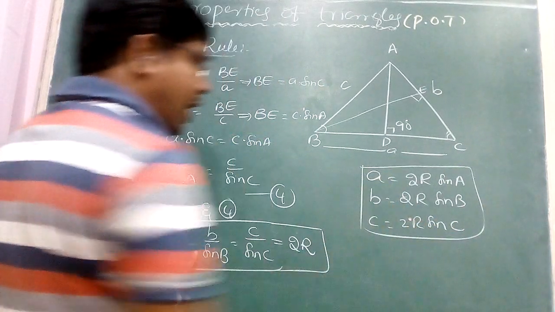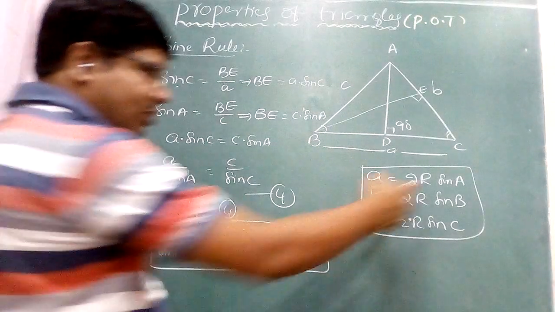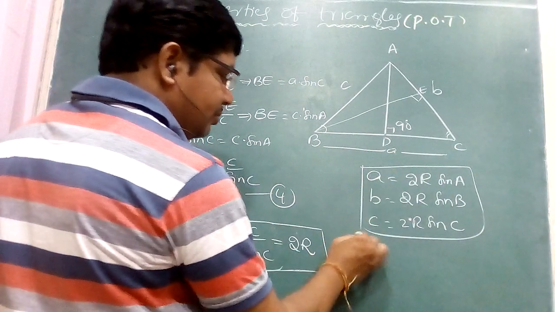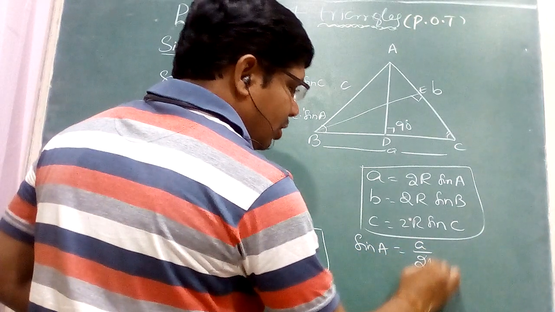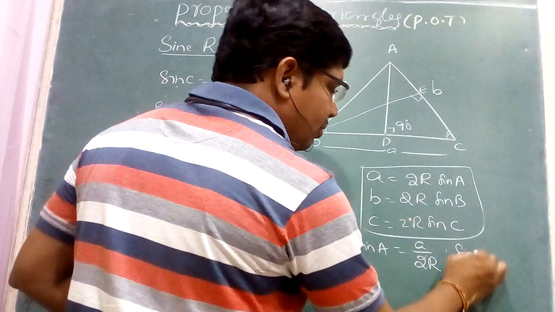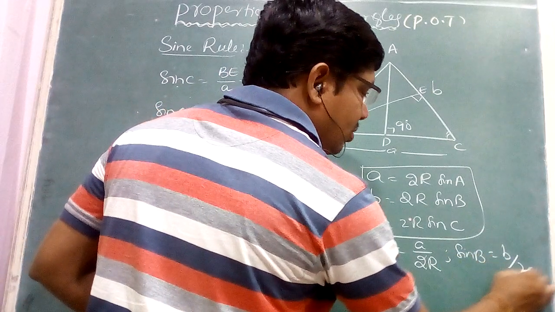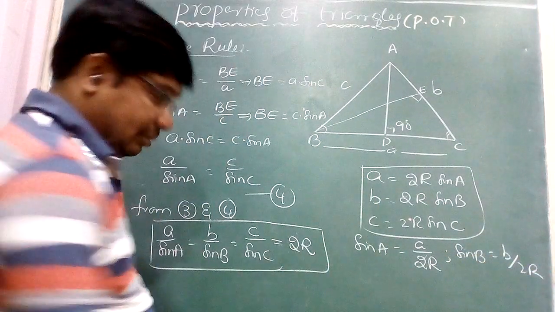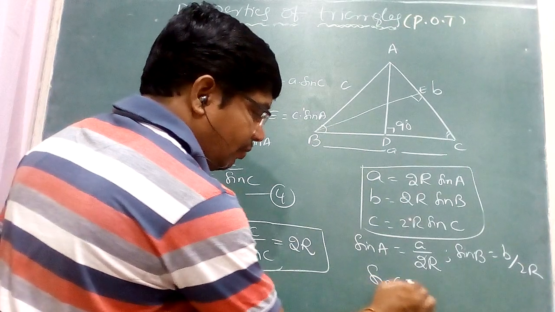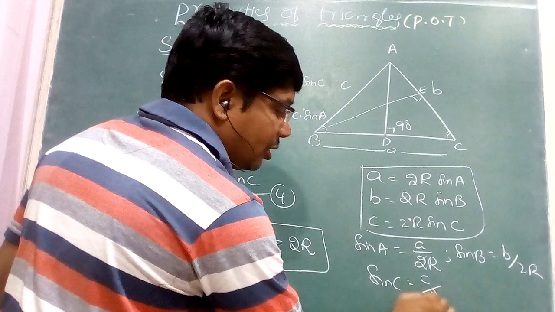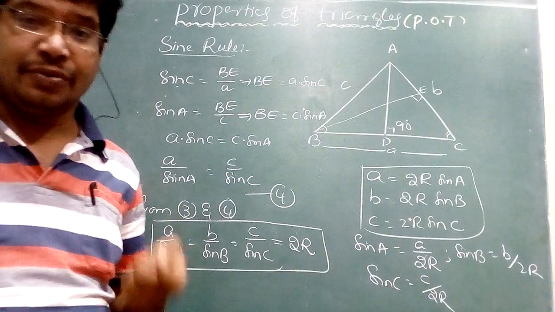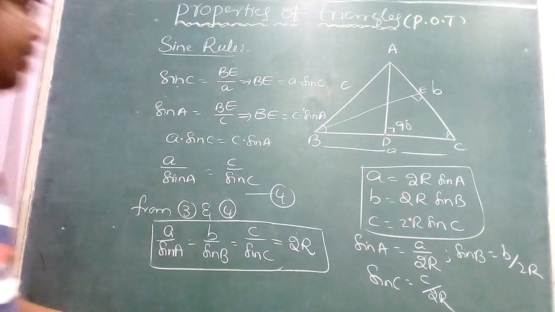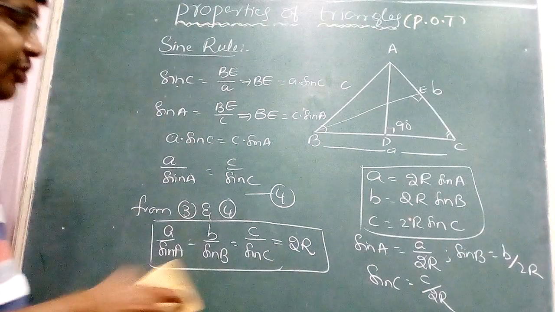And if you want sine A from this, sine A is equal to a by 2r. Sine B is equal to b by 2r. Similarly, sine C is equal to small c by 2r.